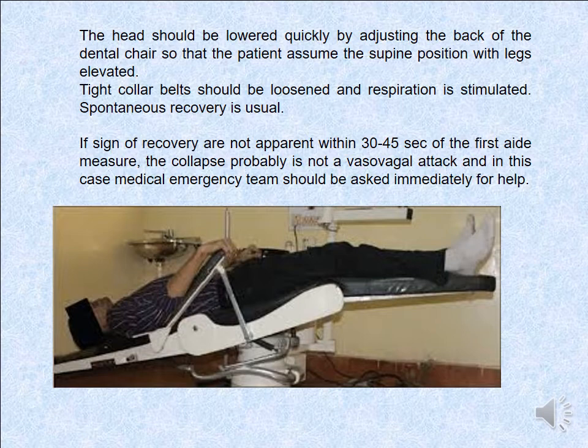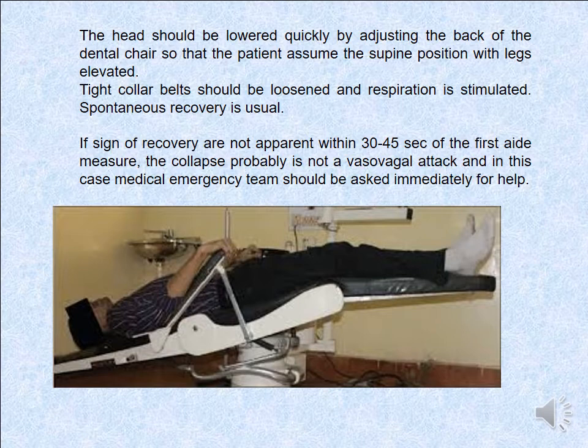When treating this condition as fainting or vasovagal attack, the head should be lowered quickly by adjusting the back of the dental chair so that the patient assumes a supine position with the legs elevated. In any fainting case, the patient is placed in a supine position and the legs are raised upward to return the blood to the heart and bring back consciousness. Tight collars should be loosened and respiration stimulated, and the patient spontaneously recovers as usual. Anything that constricts the body must be loosened, and the patient is placed supine and recovers within a short period.